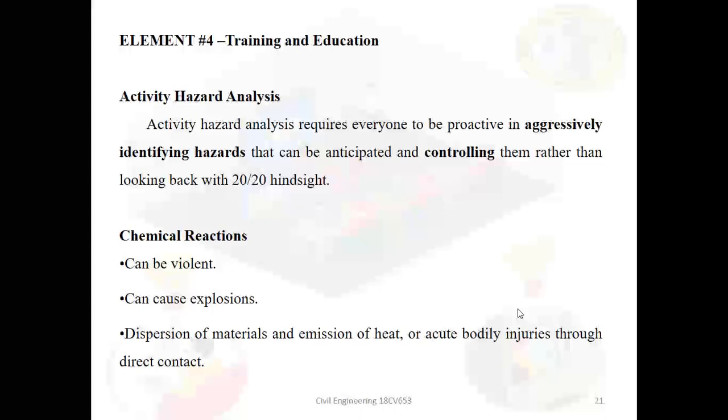Chemical reactions can be violent and can cause explosions, dissipation of materials, and emission of heat, or acute bodily injuries through direct contact. So you should know that chemical reactions can be violent, can cause explosions, and when in direct contact can cause injuries also.